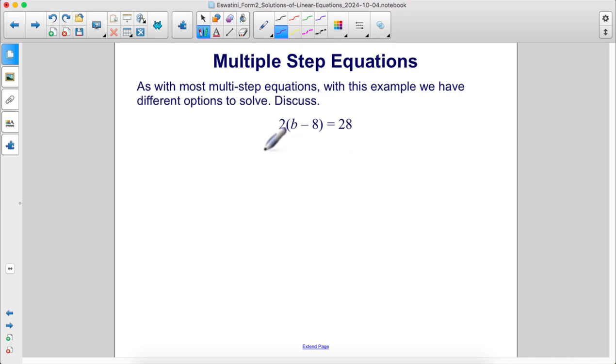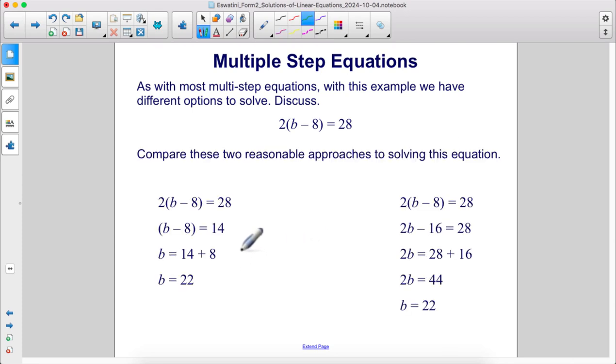Discuss. 2 times parentheses b minus 8 equals 28. Compare these two reasonable approaches to solving this equation. Here, before we distribute, we actually divide both sides by 2. That gets rid of the 2. 28 divided by 2 is 14. And then we can just get rid of those parentheses, because there's nothing else multiplying here.